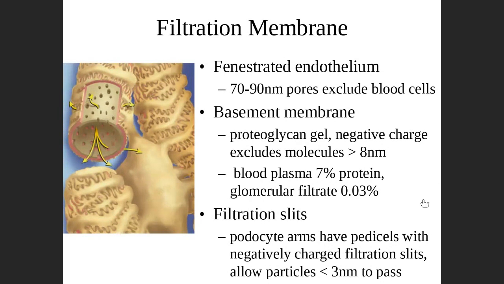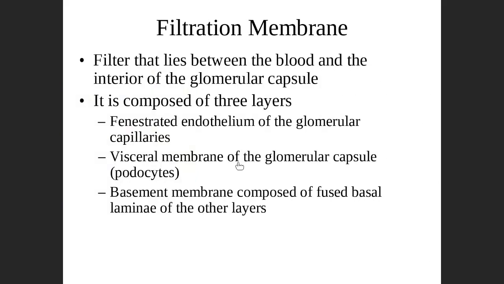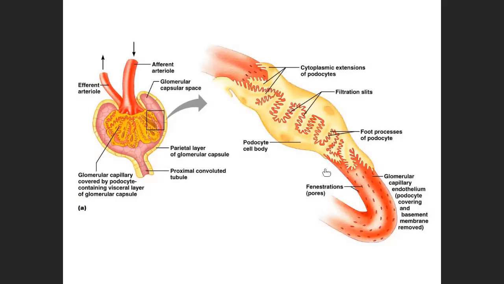And so here are the components of the filtration membrane. Again, nice and easy, what they're composed of: fenestrated endothelium, the basement membrane in between, and the podocyte, which forms the visceral layer of the Bowman's capsule. And I showed you again, afferent arteriole is the bigger one, efferent arteriole, fenestrated capillary, basement membrane, and then you have these podocytes. See that?